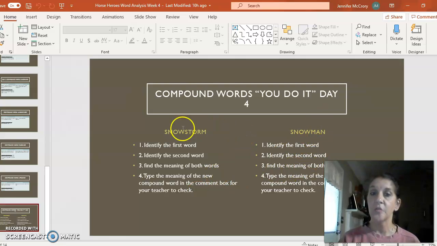First, you identify the first word. Next, you identify the second word. You find the meaning of both words, and then you're going to type the meaning of the new compound word in the comment box for your teacher.